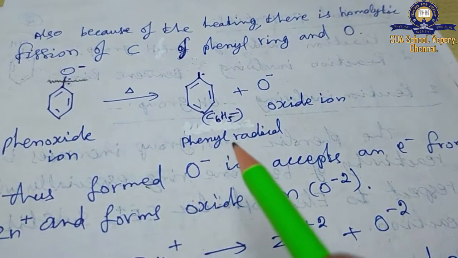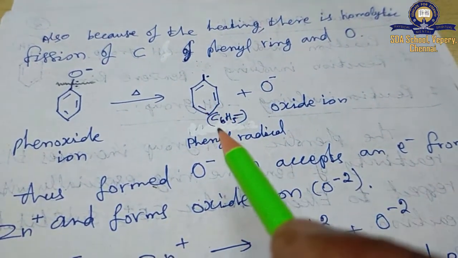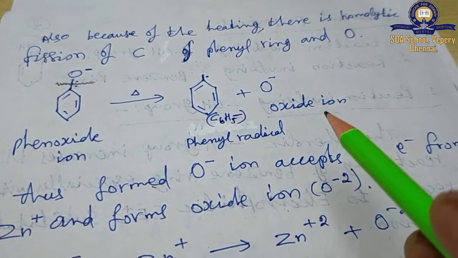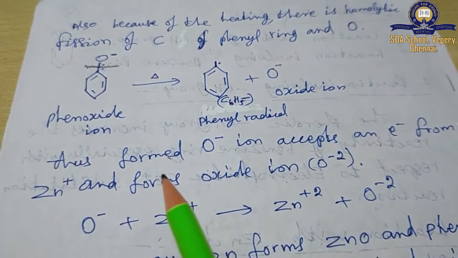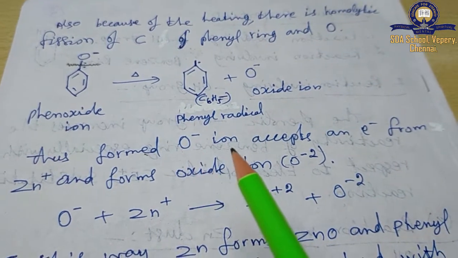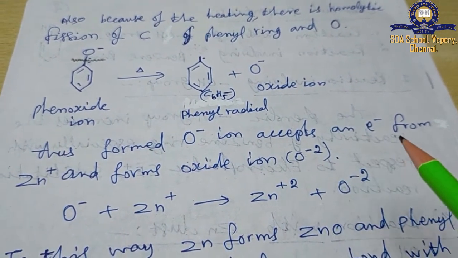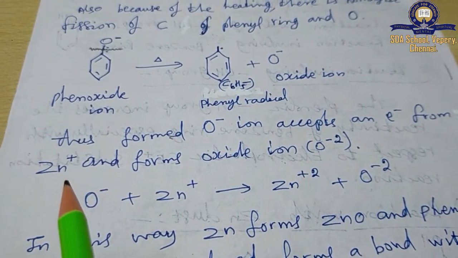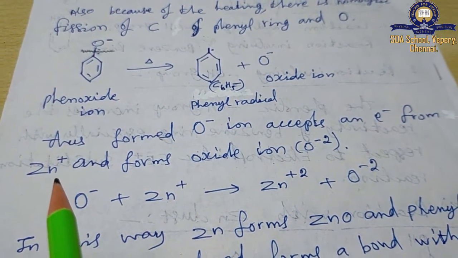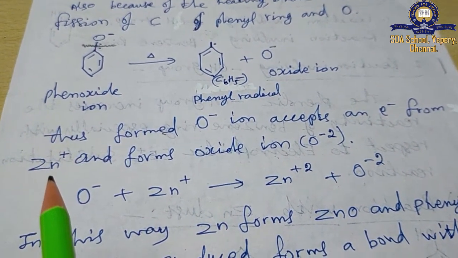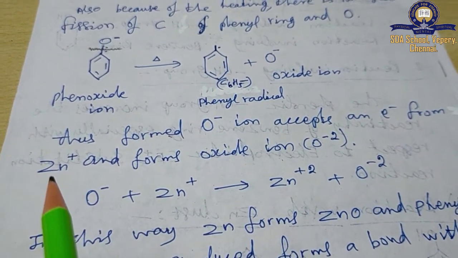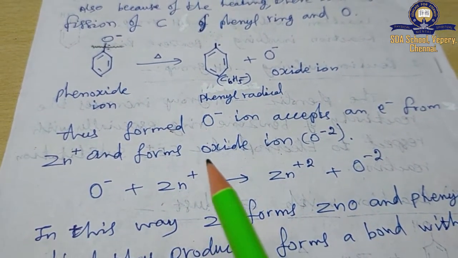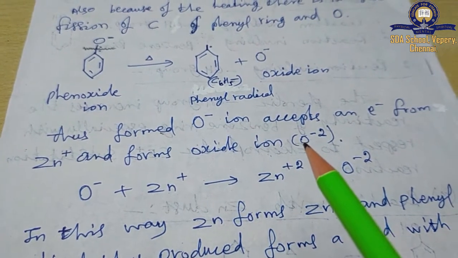So it gives phenyl radical, C6H5, and then oxide ion with the -1 charge. Thus the formed O- ion accepts an electron from Zn+. That means zinc already lost an electron to H+, no? So the O- ion accepts an electron from Zn+ and forms oxide ion as O-2.